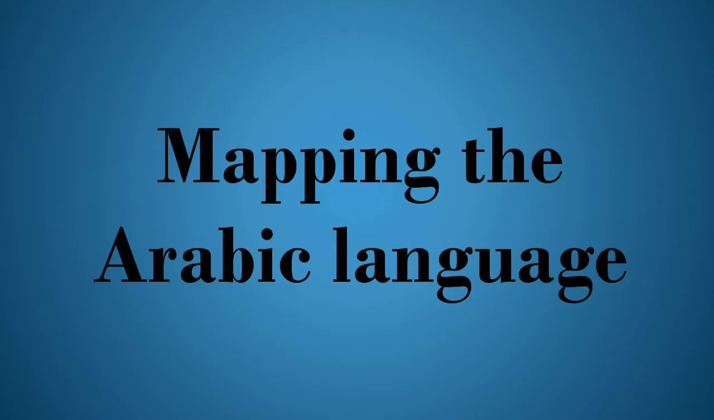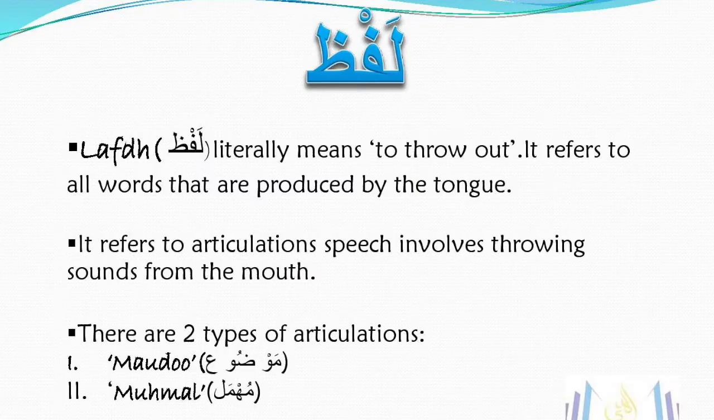Inshallah, in this chapter we shall be talking about mapping the Arabic language. The first and foremost thing we will be looking at is the word lafz. Lafz literally means to throw out. It refers to all words that are produced by the tongue. Arabic grammarians use this term to refer to articulation because speech involves throwing sounds from the mouth.